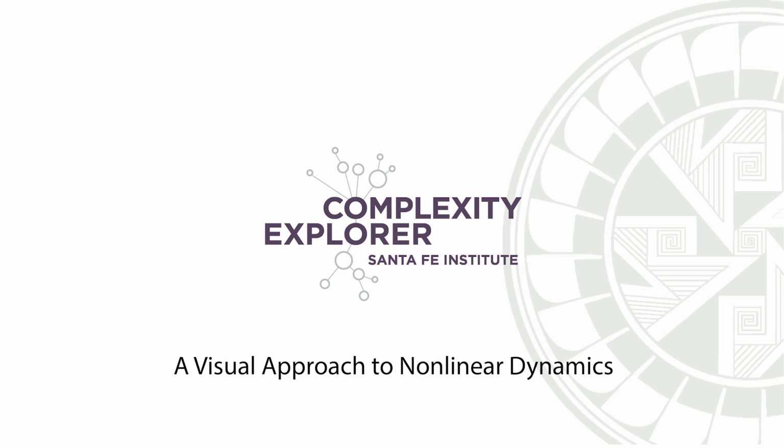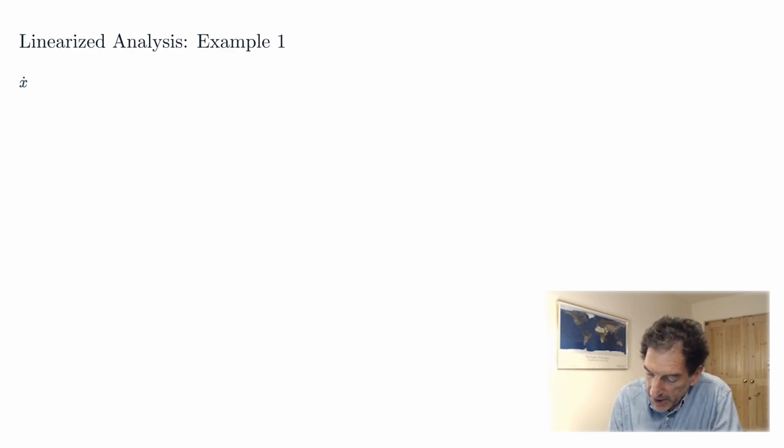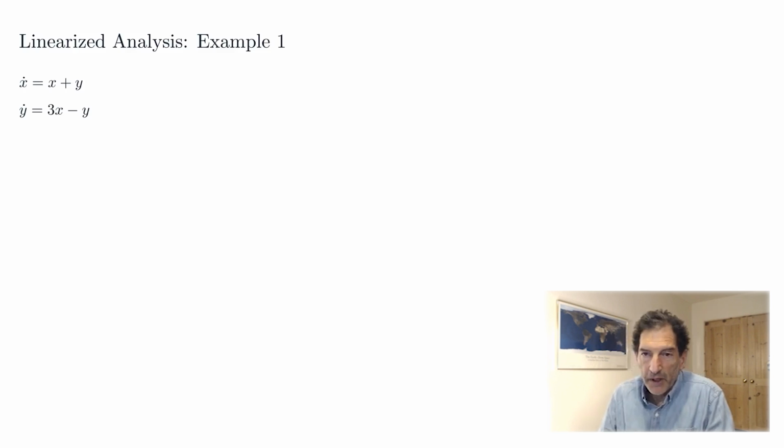Let's now work out two simple examples to illustrate the concepts that I discussed in the previous slide. So, example 1. Consider the following dynamical system. x dot is equal to x plus y. y dot is equal to 3x minus y. So what we need to do is first find the nullclines, then find the local flow in the segments, and then infer the global flow.